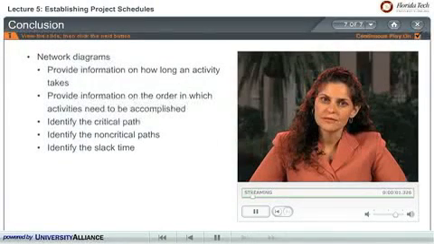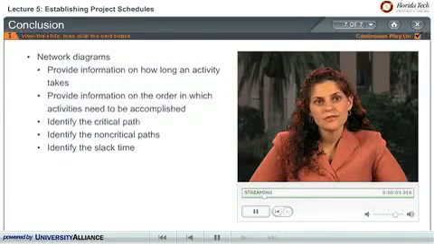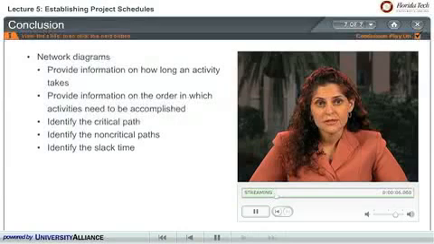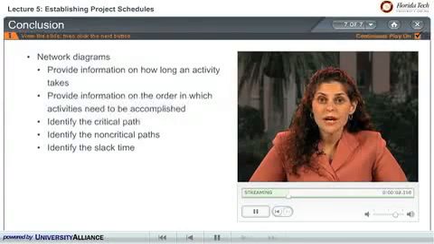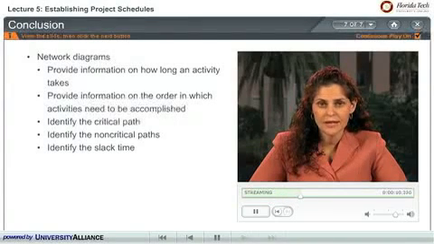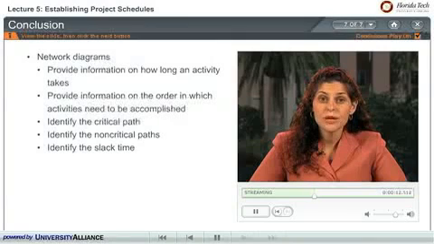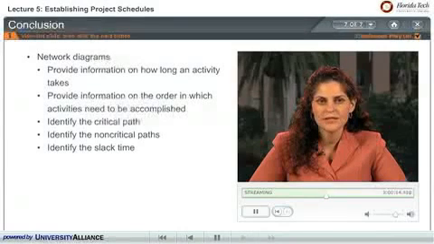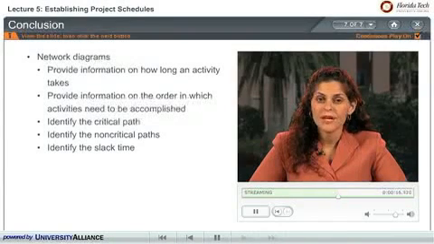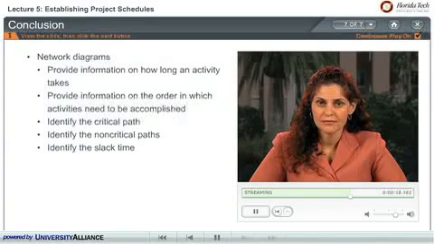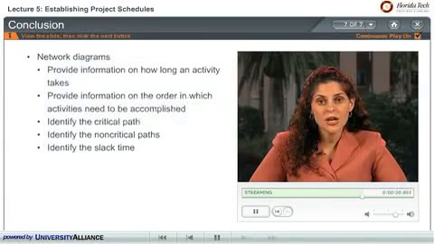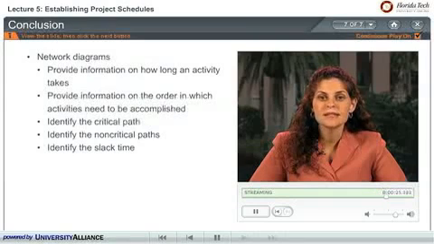In conclusion, this lecture talked about network diagrams and how network diagrams provide information on how long an activity takes, provide information on the order in which activities need to be accomplished, identify the critical path, identify the non-critical path, as well as identify the slack time.